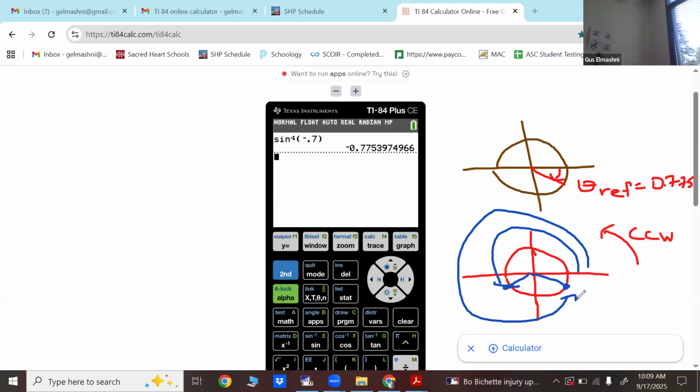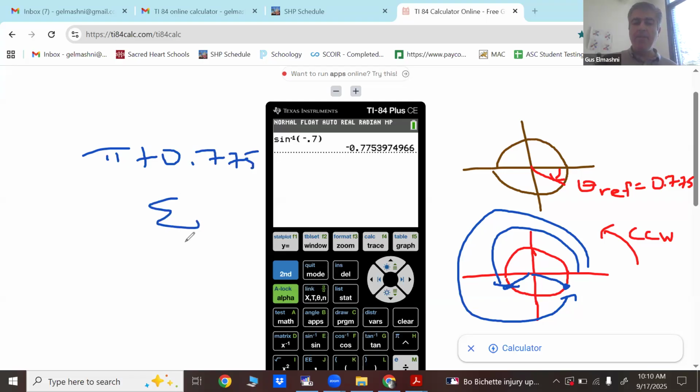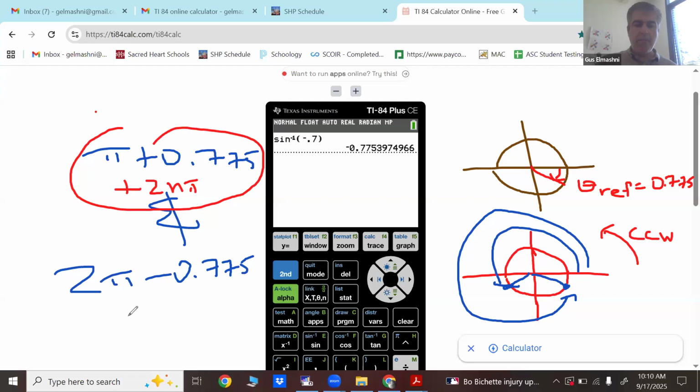So if I do a half rotation and add the reference angle, or do a near full rotation but take away the reference angle, what do you think these two angles will be? What do you think is going to happen? So pi plus 0.775 and 2 pi minus 0.775. And because they're asking for general solutions, I'll put plus 2m pi and plus 2m pi.